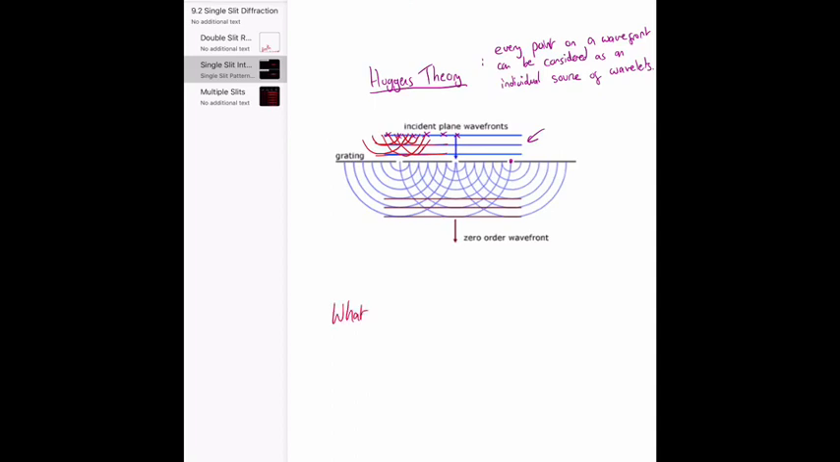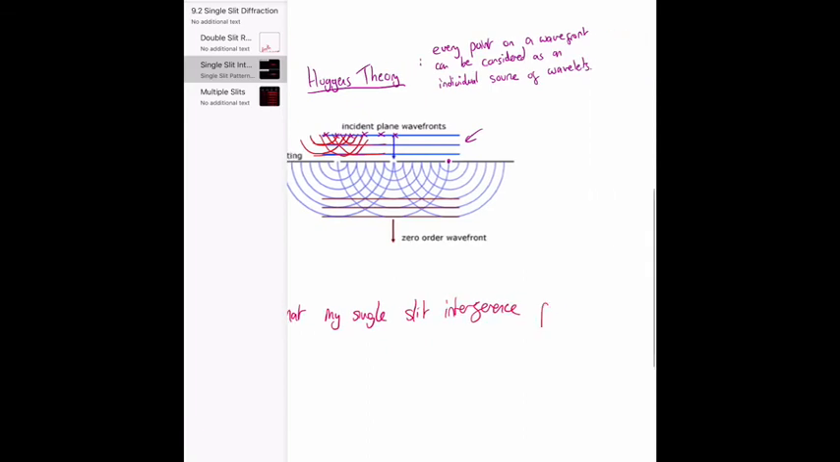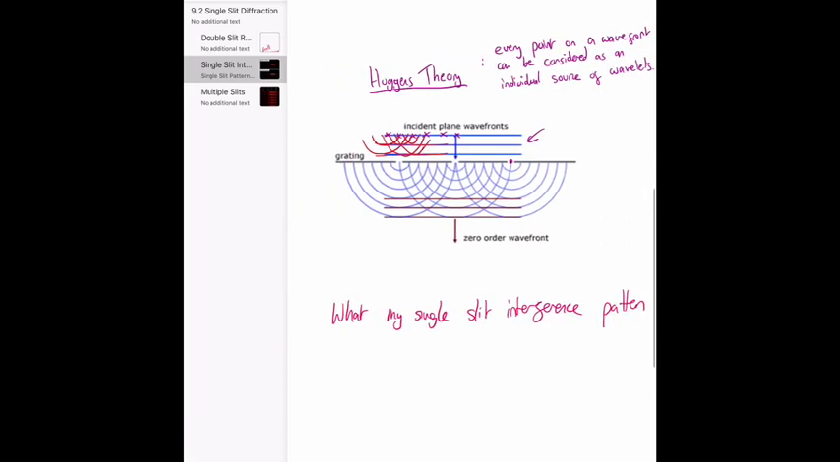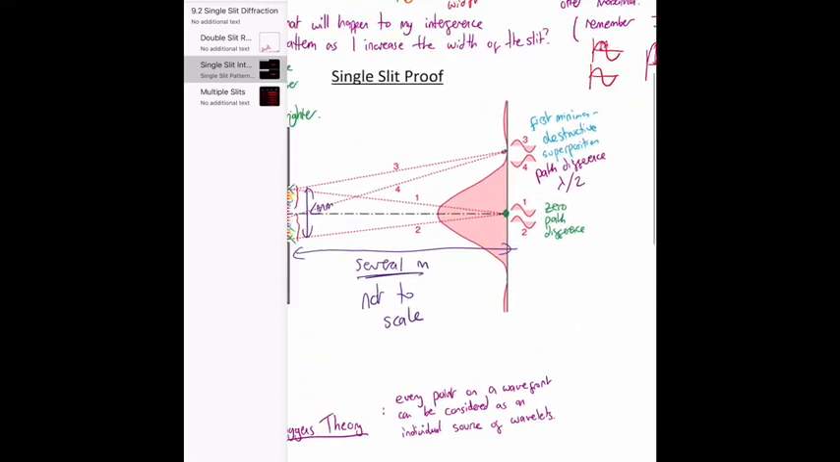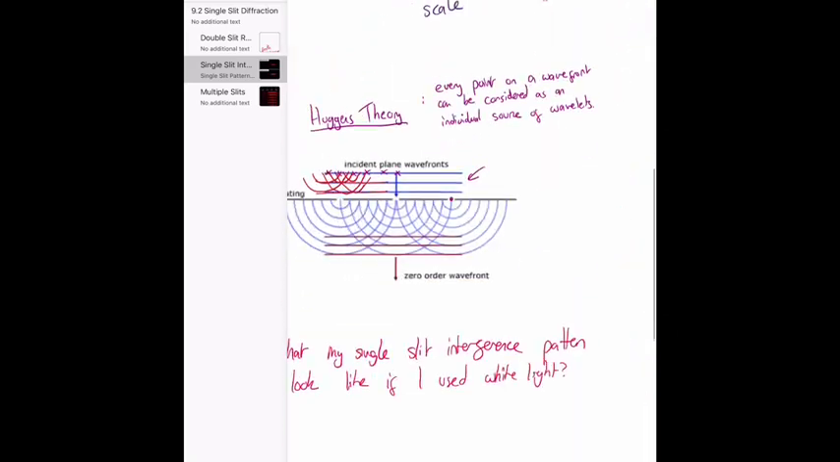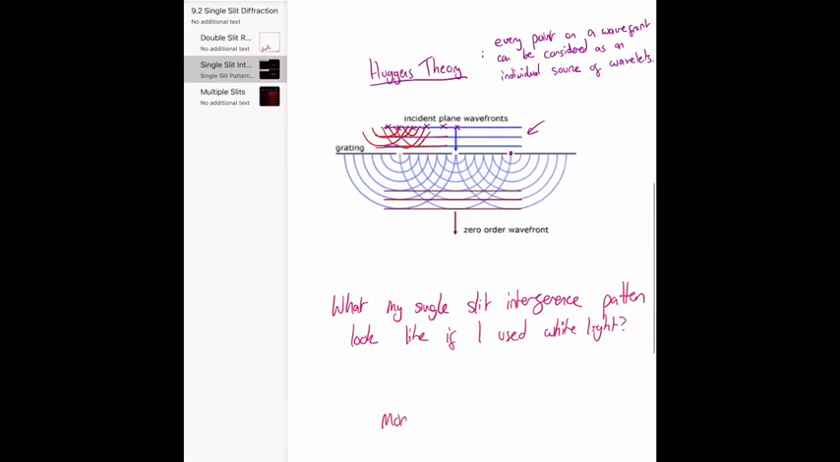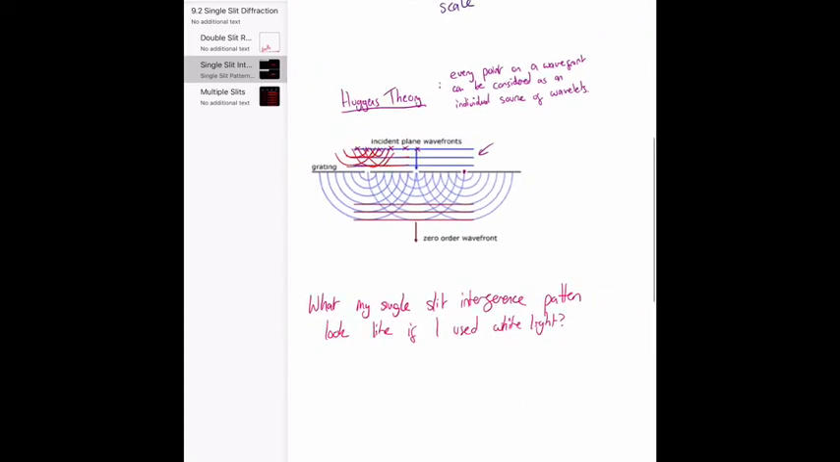What would my single slit interference pattern look like if I used white light? So all of these things we've been looking at so far have been what we call monochromatic. So mono being one, chromatic being colour. So monochromatic means one colour or one frequency. So generally what we mean by that is a red laser or a blue laser.